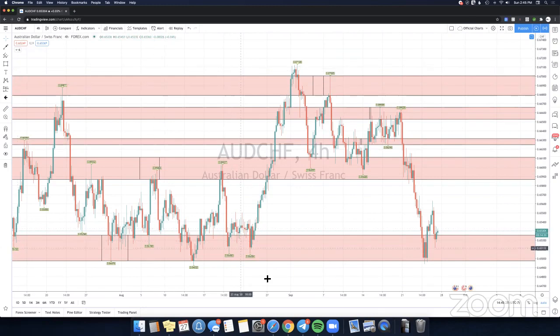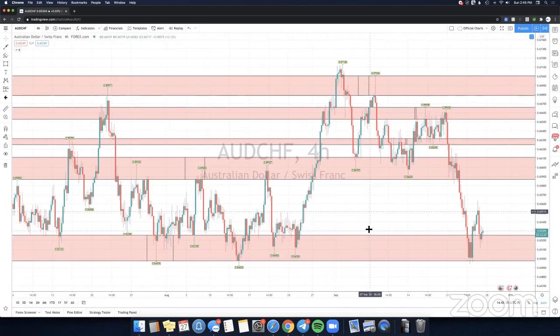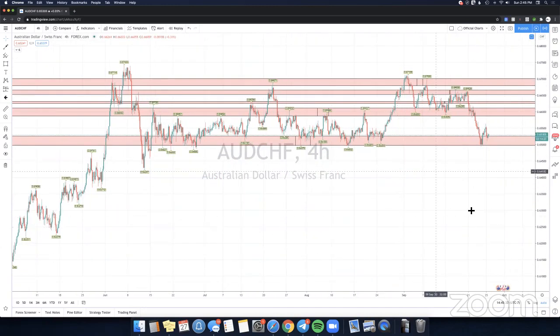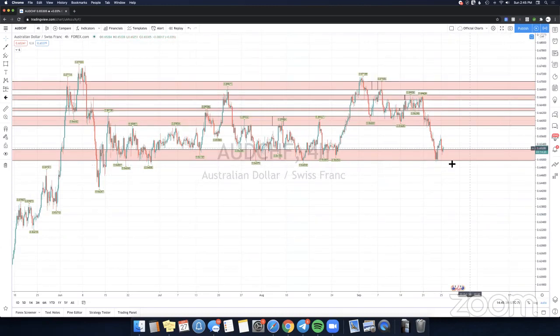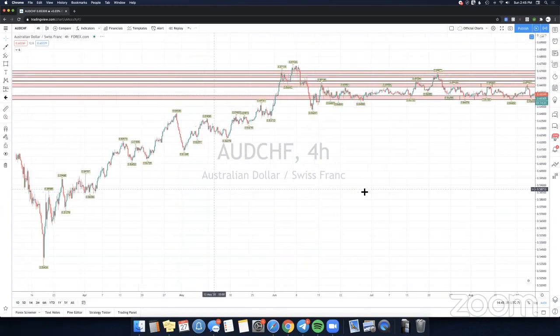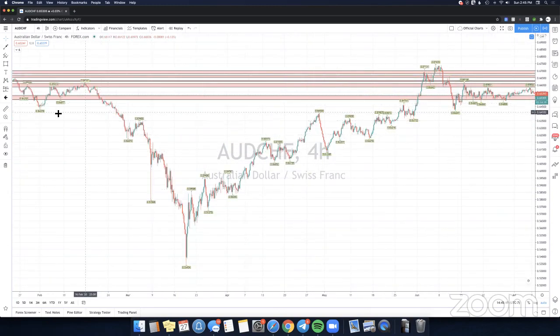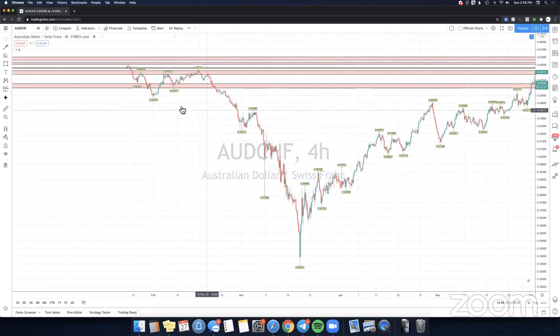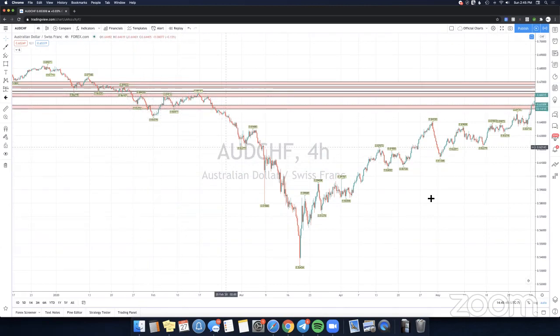So let's check this out. Once we have it lined up, you can see here that these zones have been perfectly tested. You can see this same zone right here has been tested since June. So it's a strong zone. It tested back in June. It tested all the way back in February. This is a strong zone where it's currently at.